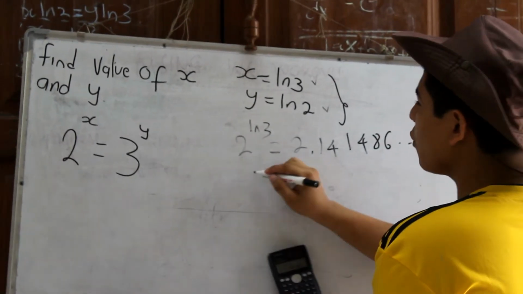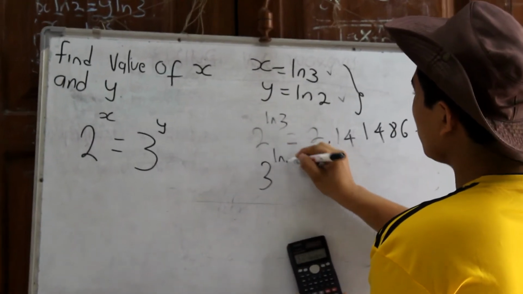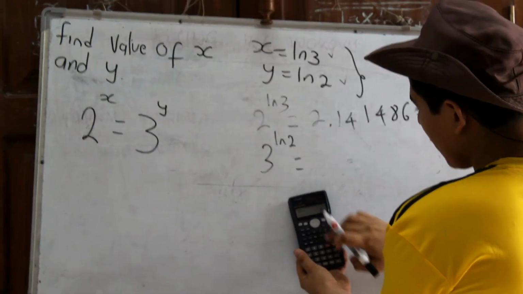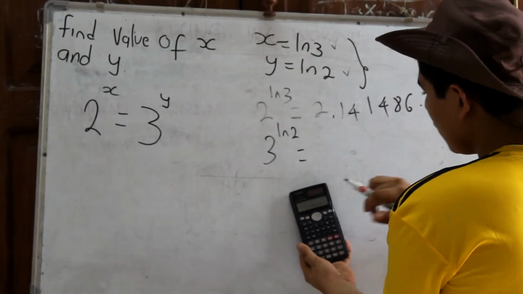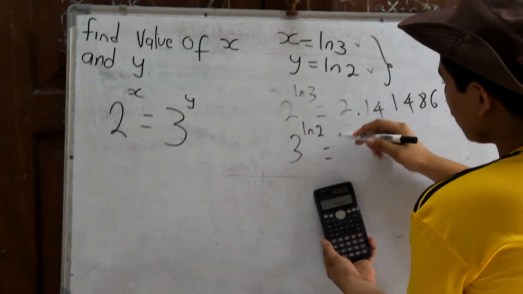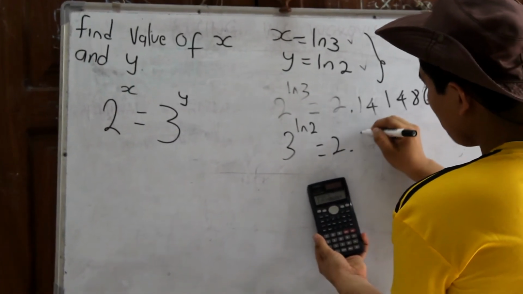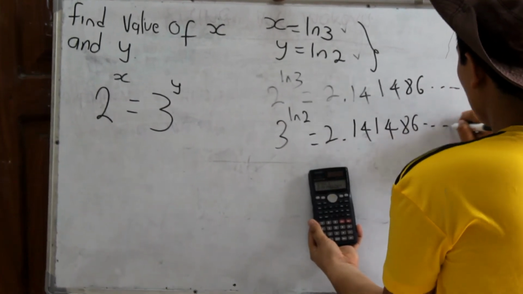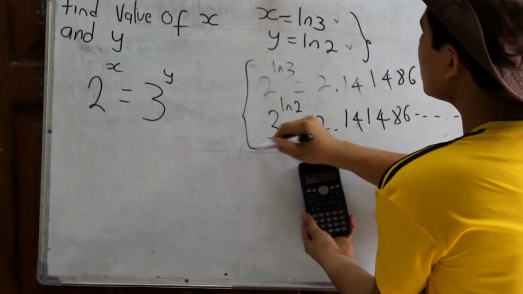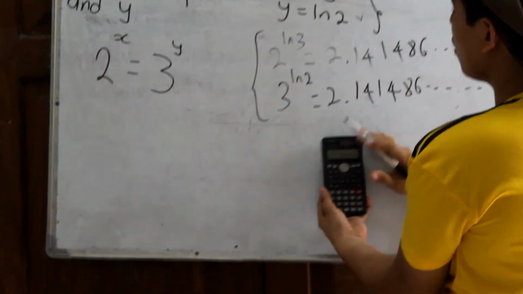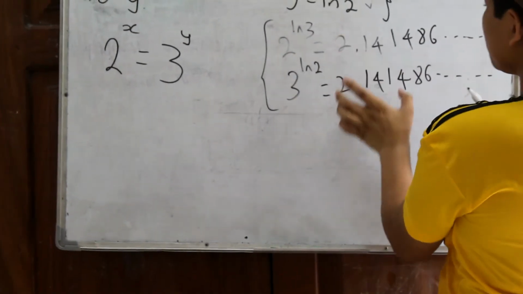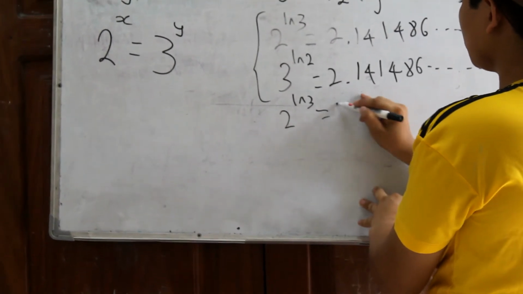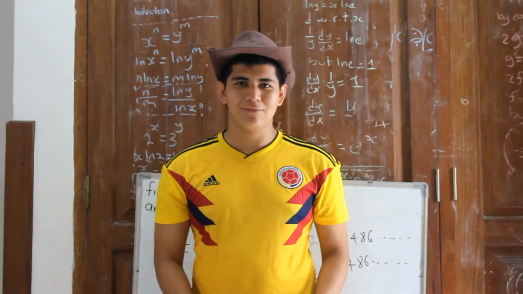And now let me show you what is 3 power ln of 2. So we're going to know what is 3 power ln of 2. So the value of 3 power ln of 2 is equal to 2.141486 together with the other numbers, which means that these are the real values, because if this is equal to this, we can deduce that 2 power ln of 3 is equal to 3 power ln of 2.